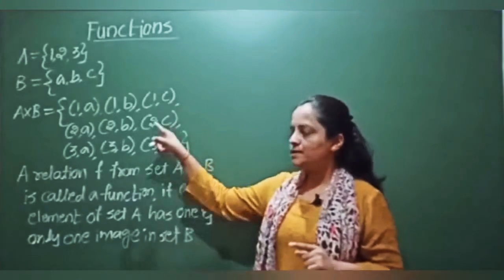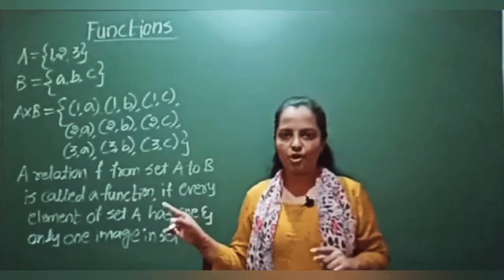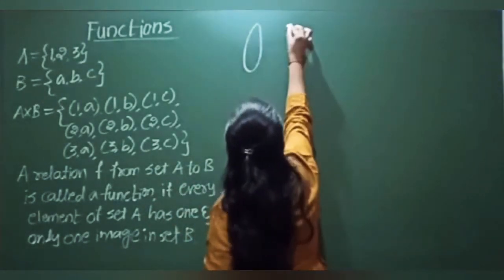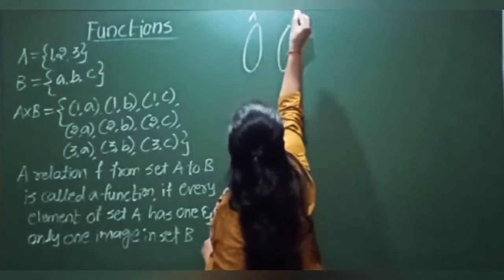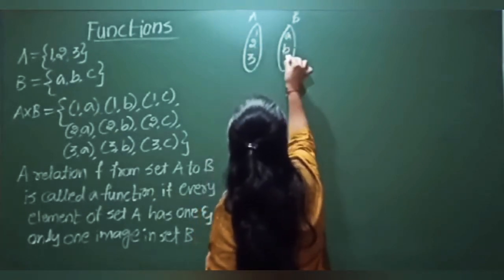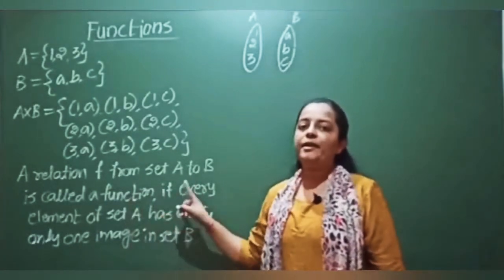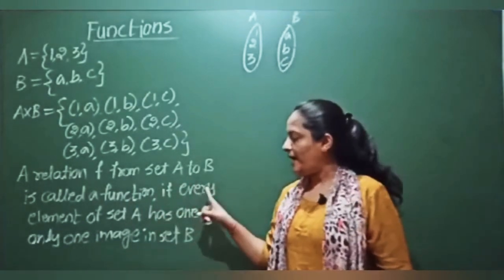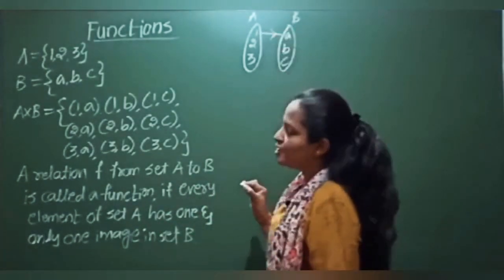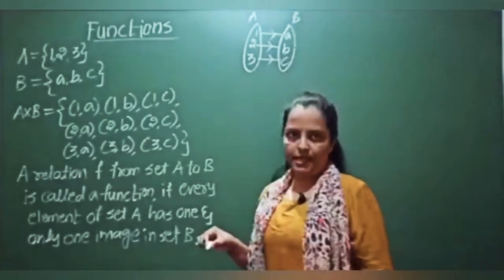So I'll consider now a subset of A cross B, that is a relation, and then we'll think whether that relation is a function or not. With an arrow diagram I will consider the relation. Set A has elements 1, 2, 3, and set B has elements a, b, c. And what is the condition here? Every element of set A should have one and only one image in set B. So I am going to consider the relation now. 1 is related to a, 2 is related to b, 3 is related to c.